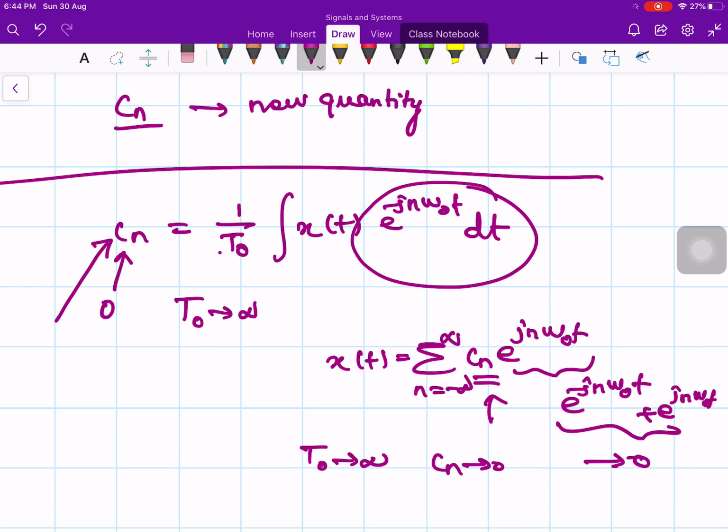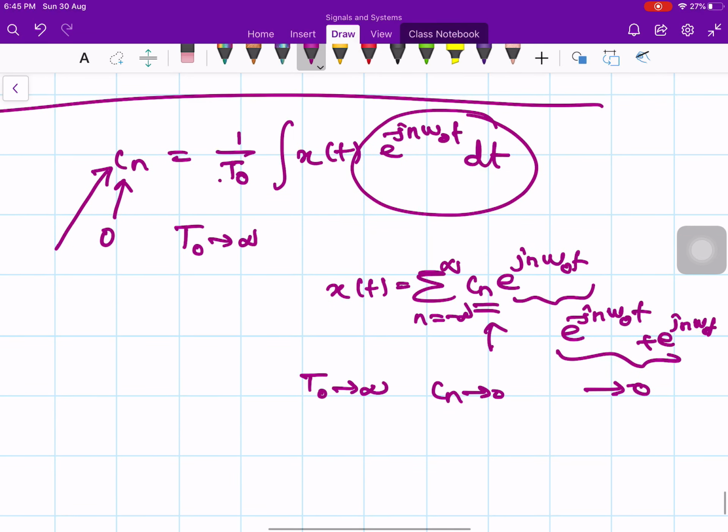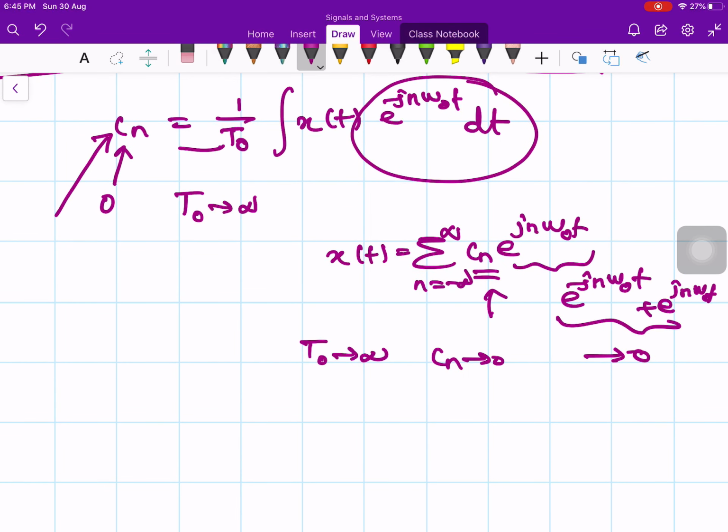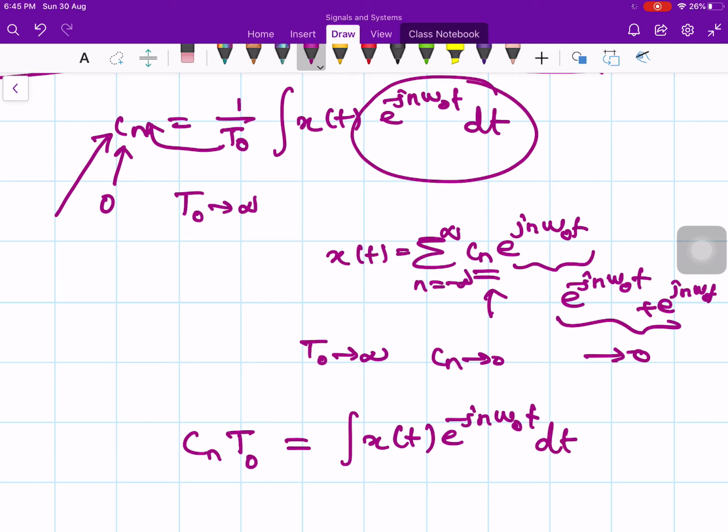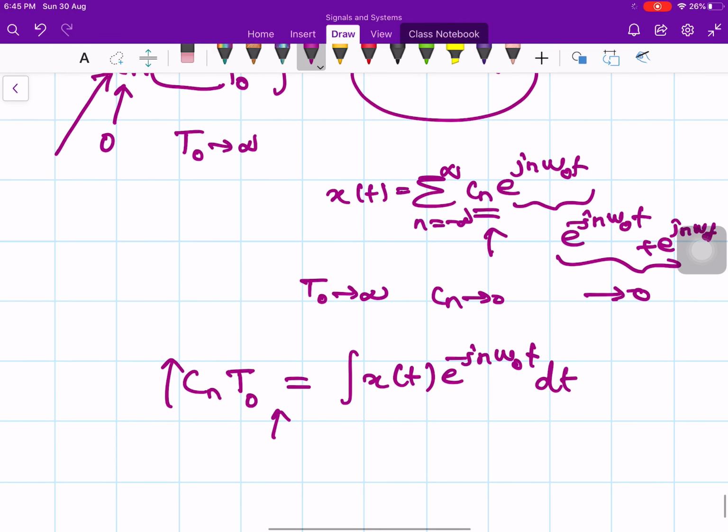Now instead of that, you bring this T naught from the denominator on the right hand side to the numerator on the left hand side. Therefore Cn times T naught is equal to the integral of x of t times e to the minus j n omega naught t. So now I bring this T naught to the left hand side, so it becomes a numerator. When T naught goes to infinity, then Cn times T naught will not vanish. So let us try to see whether it gives a meaningful result.